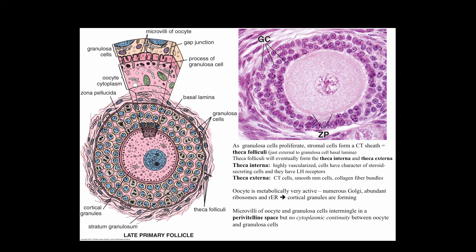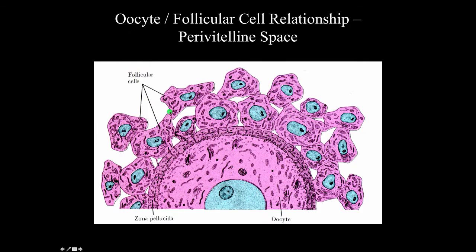Microvilli of the oocyte and granulosa cells intermingle with each other in an area called the perivitelline space, but there's no cytoplasmic continuity between the oocyte and the granulosa cells. And that's kind of shown here on the diagram. So this would be processes of the granulosa cells like that, and here would be some microvilli from the oocyte membrane. This cartoon is just like a higher power image of the perivitelline space to show the interactions of the follicular cells, so-called granulosa cells, with the oocyte membrane, the so-called oolemma. And you can see this perivitelline space around the oocyte and between the follicular cells.